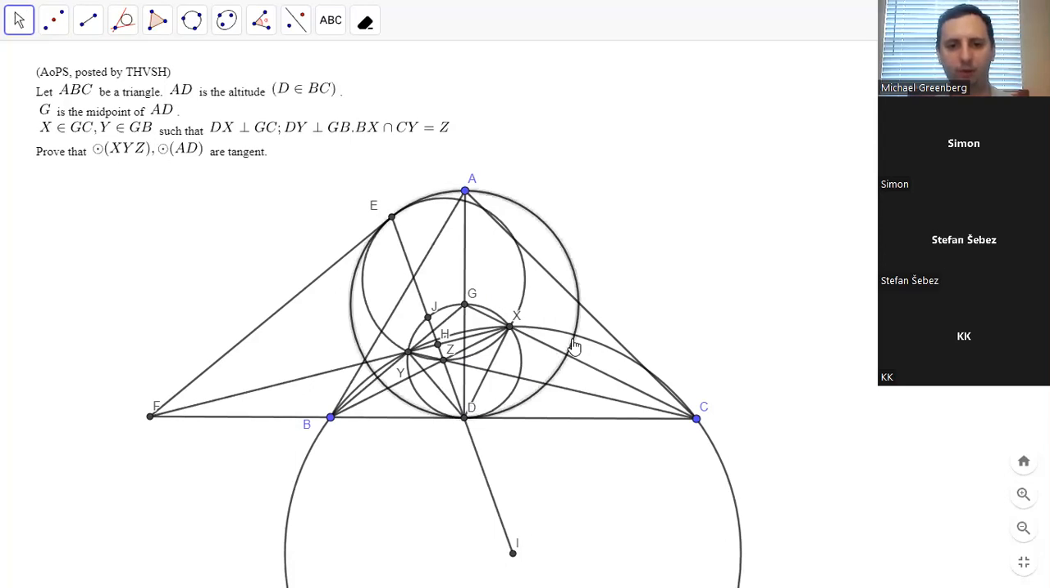Okay, so you want to invert around this circle. And we want to show that this circle inverts to this circle, and that AED stays the same.